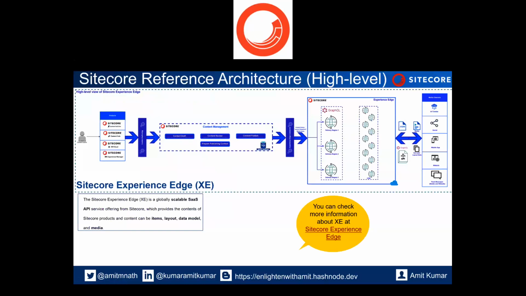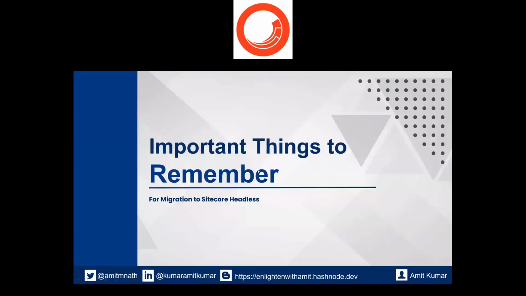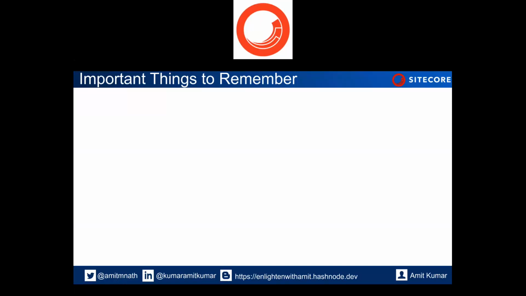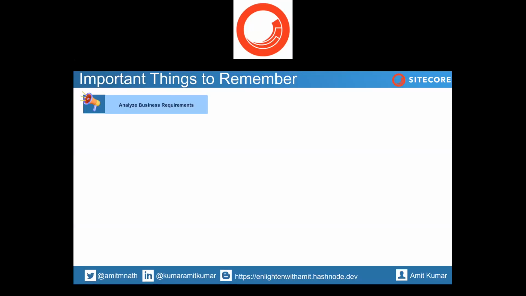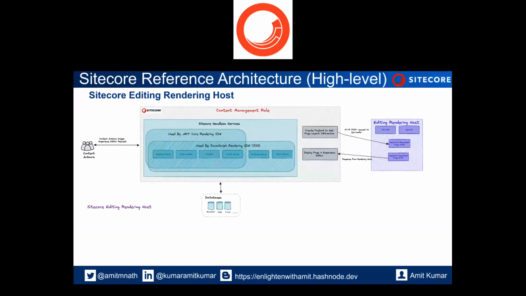So, important things to remember for migrating to Sitecore headless. Analyze the content security policies you have to implement in the front end application only, because the request will be coming there. I am talking about a front end application like a rendering host, not the editing rendering host. But if you are working with the editing host as well as the Sitecore editing rendering host, in those cases you need to implement the content security policies.